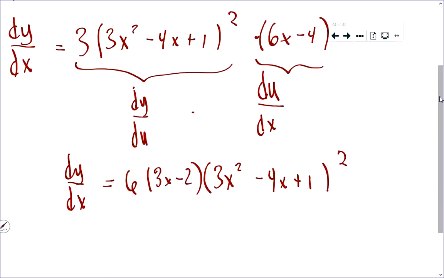(3x minus 2). Correct? When I take the 2 out? So I took a 2 out of this. I put the 2 with the 3 to get a factor of 6. When I take 2 out of this, I get 3x minus 2.